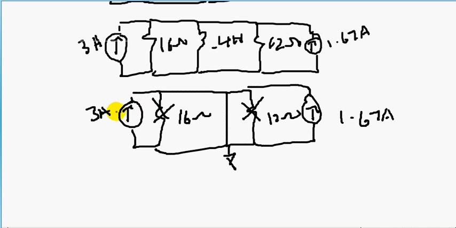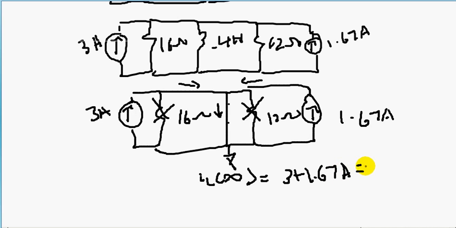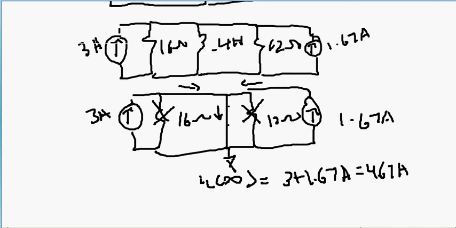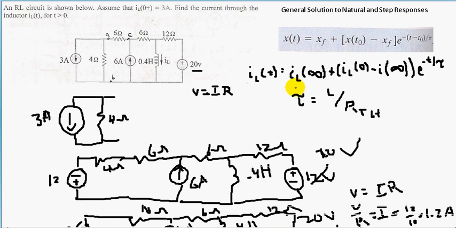So we have this 3 amp current going in, and this 1.67 amp current going in, and this would be going through our inductor. If you use Kirchhoff's current law, currents going in equals currents going out. So our I_L(infinity) is equal to 3 plus 1.67 amps, equal to 4.67 amps. That's our I_L(infinity), the current through our inductor when time goes to infinity.